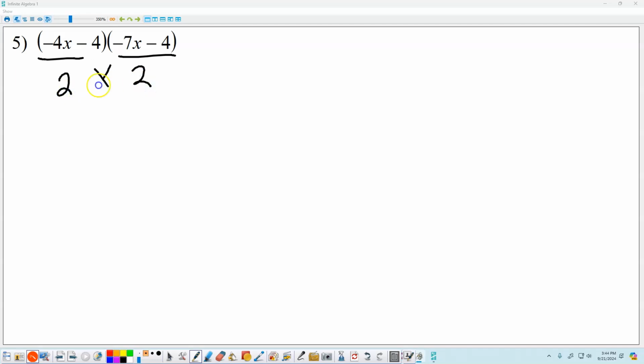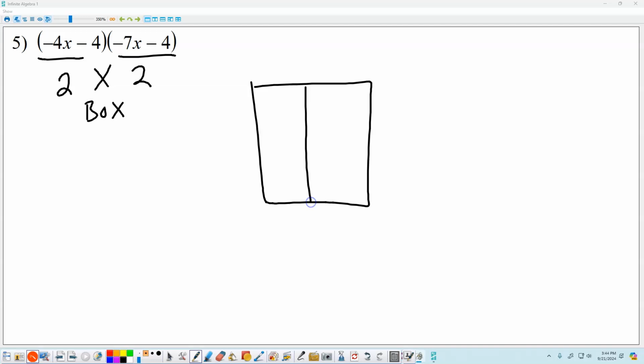And what we're going to do is make a 2 by 2 box to multiply these things. So, 2 spaces wide and 2 spaces high. Along the top, we're going to put one of our binomials, the negative 4x minus 4. And down the side, we'll put the other one, negative 7x minus 4. And then we're going to multiply the terms to fill in our box.